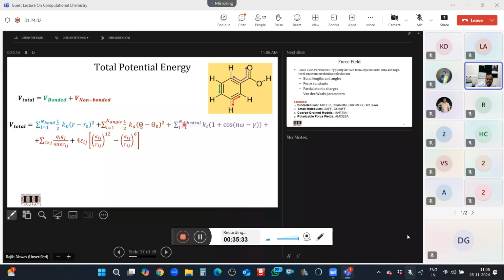So now the total potential energy you have to find out, because at the end of the day we have to find out what is the energy of your system, right? So as I told, broadly you have classified intermolecular and intramolecular.